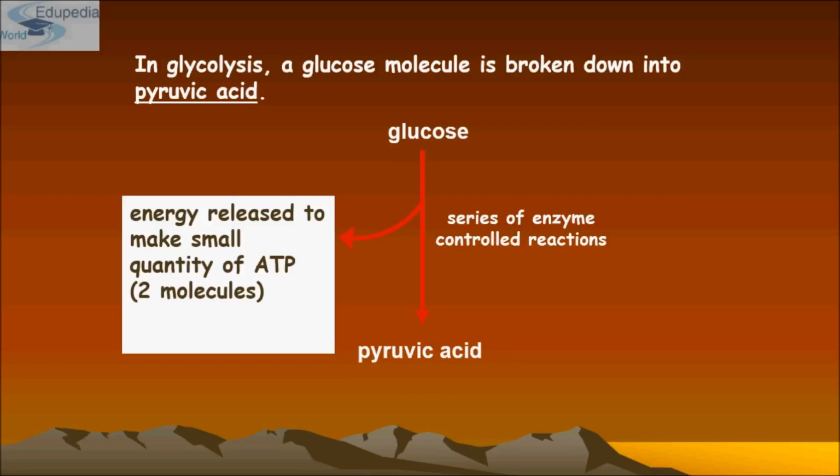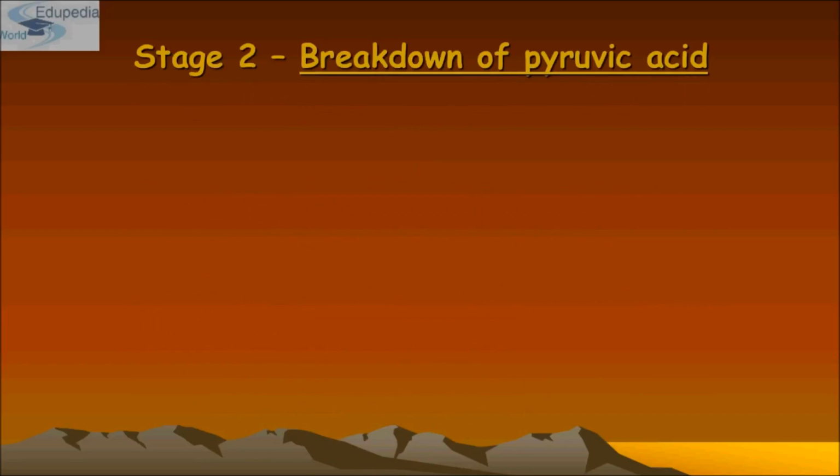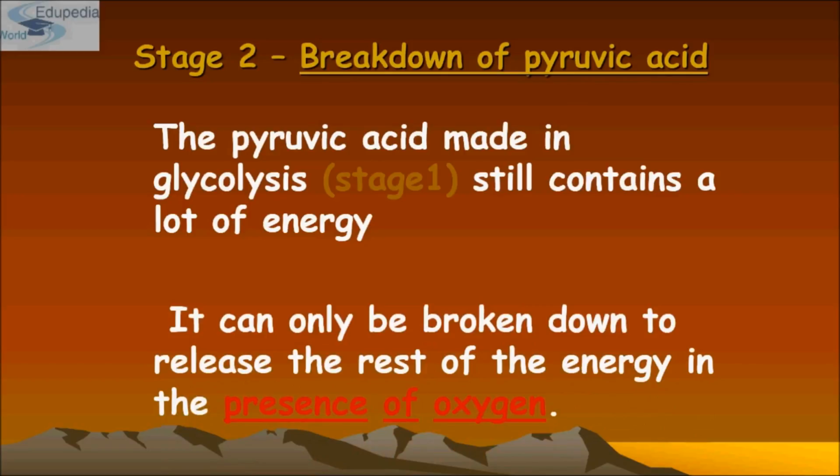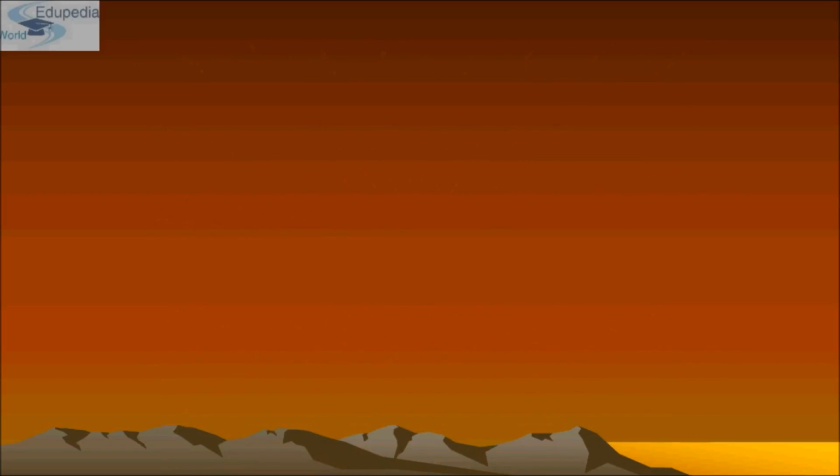So this is the process of glycolysis, in which the glucose molecule is broken down into pyruvic acid, and it is a series of enzyme controlled reactions. Glycolysis doesn't require oxygen. Now what's the second stage? The second stage involves breakdown of pyruvic acid. Pyruvic acid, which is made in glycolysis, still contains a lot of energy. It can only be broken down to release the rest of the energy in the presence of oxygen.